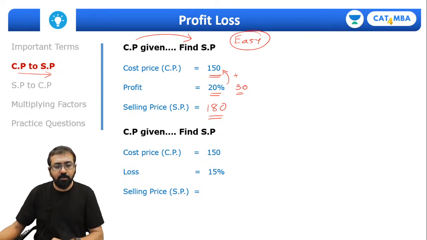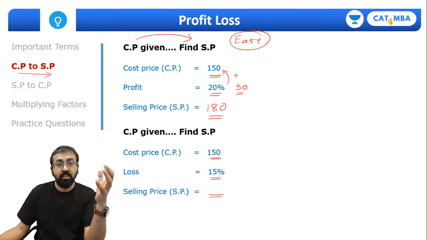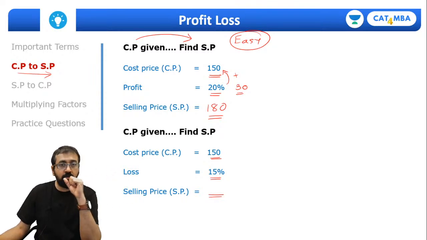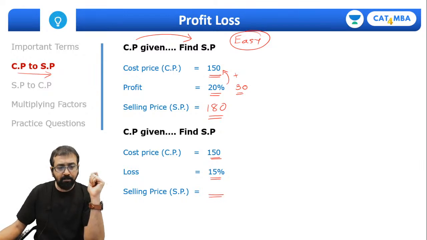Same way, suppose there is a loss of 15%. So cost price is 150, loss of 15%. Can you quickly tell me what will be the selling price? Please type it in the chat box so that I can make out how fast you are at calculation. Because in the previous session I had also shown you how to quickly calculate these percentage values, right? So please calculate this and type it in the chat box, everyone.